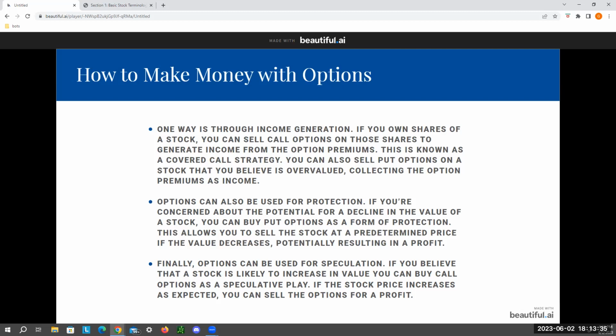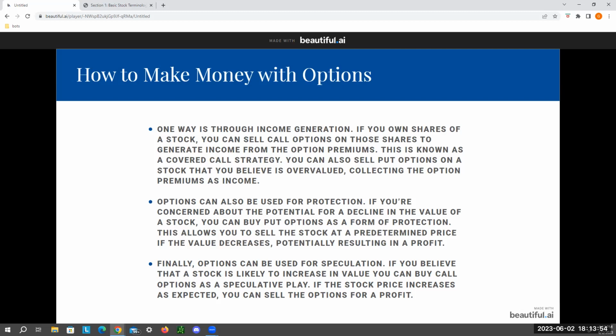So this allows you to sell the stock at a predetermined price if the value decreases, potentially resulting in a profit. Finally, options can be used for speculation. Remember, if you think something's going to happen, you're speculating. If you believe that a stock is likely to increase in value, you would buy call options as a speculative play. If the stock price increases as expected, you would sell the options for a profit and premium.